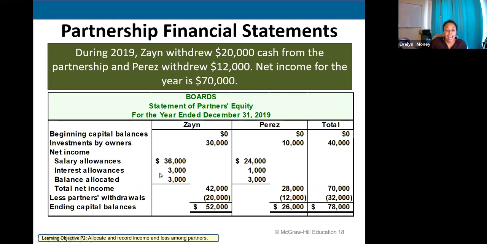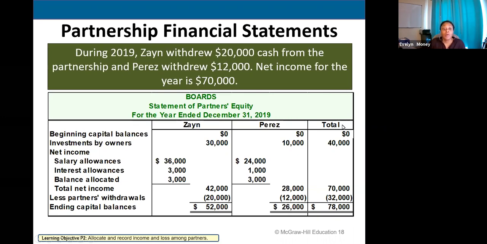Included in that detail is how we allocated net income. So we're still using that same basic formula of beginning capital plus investments plus net income minus withdrawals. But the net income area is expanded because it shows my detail here. We subtract out our withdrawals and we arrive at the ending capital balance. We show this for each partner and in total.